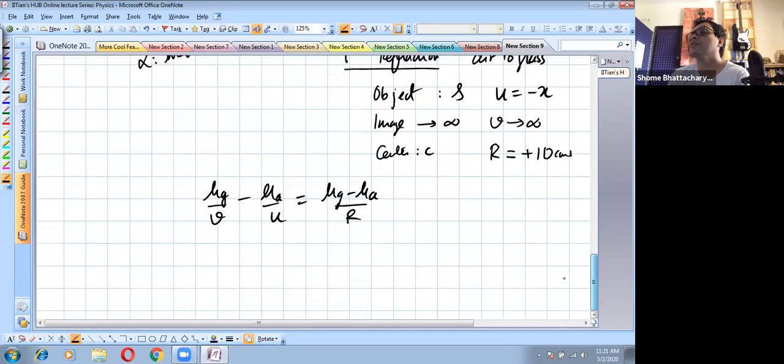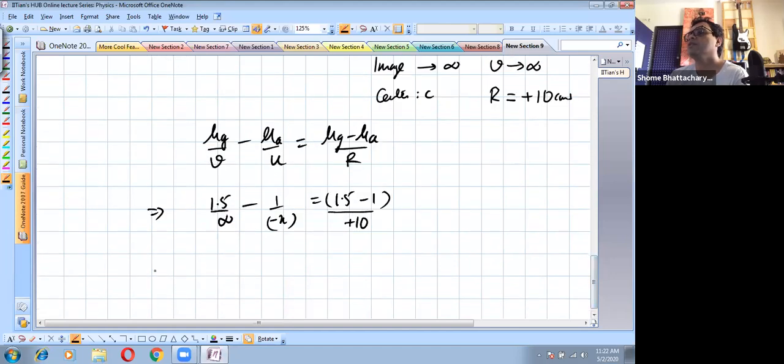So we should get 1.5 by infinity minus 1 by minus x should be equal to (1.5 minus 1) divided by plus 10. So this will give us 1 by x is equal to 1 by 20, or x should be equal to 20 centimeters. This should be your answer.